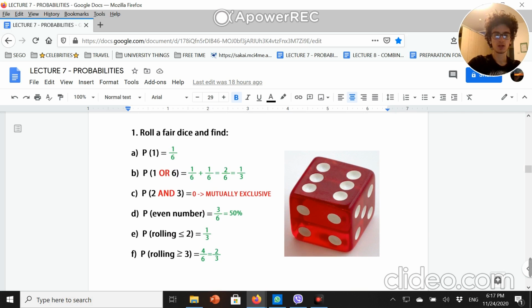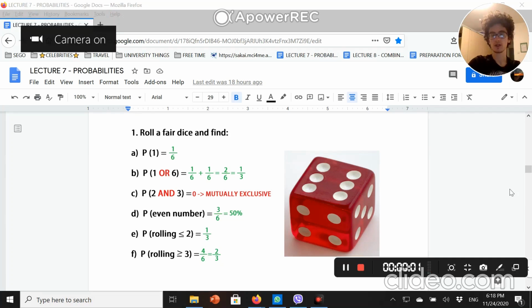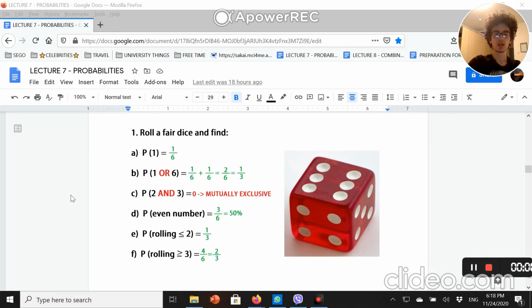Now let's take a look at the other one: 1 or 6. So what would we do? We find the probability for 1, which is 1/6, we find the probability for 6, and then we just add them together. So we'll have 1/6 plus 1/6 equals 2/6, which simplified is 1/3. Now let's take a look at this. The probability of scoring 2 and 3. In this case it will be 0.